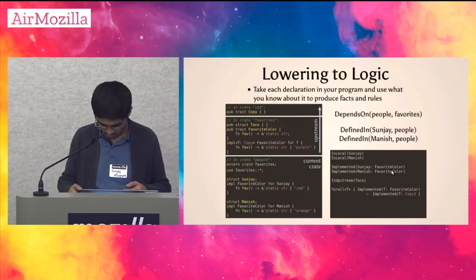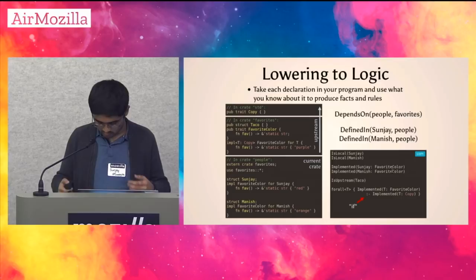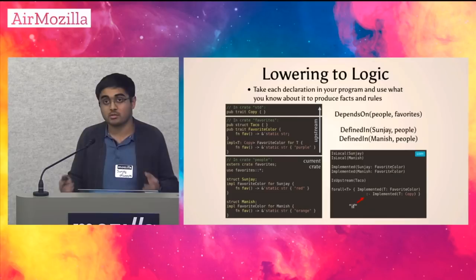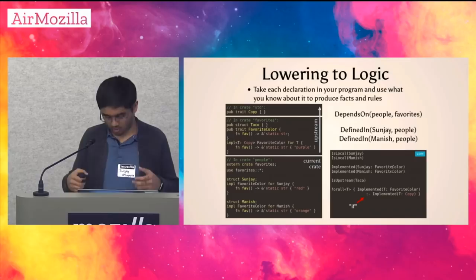The final line of this lowered program is probably the most interesting. There, we create a rule that describes that any type T implements FavoriteColor if T also implements Copy. You may not see it perfectly just yet, but it's pretty amazing that we're able to take the Rust code on the left, extract its essence, and put it into the logical representation on the right.